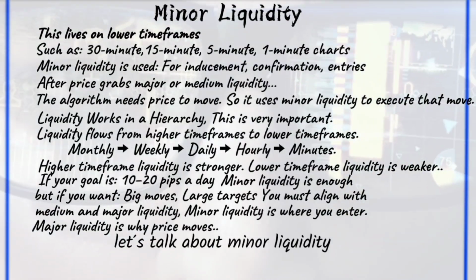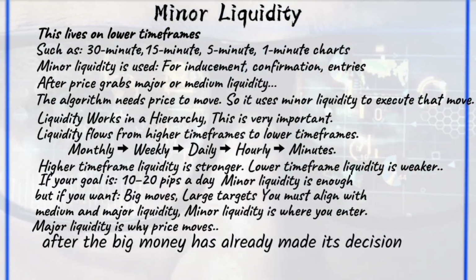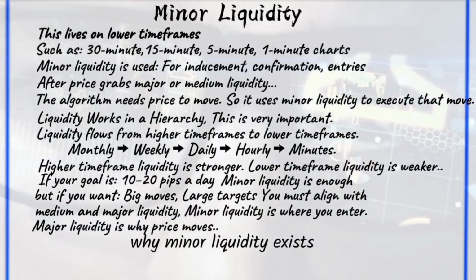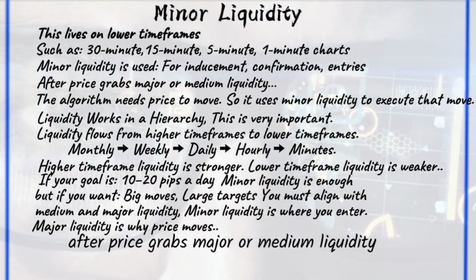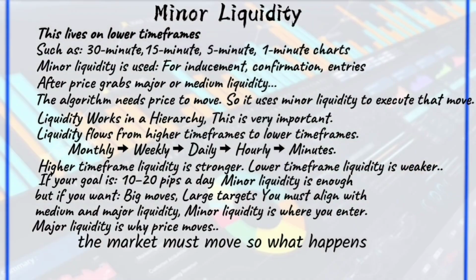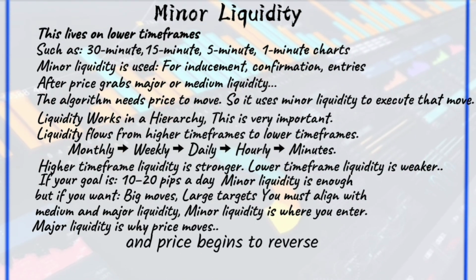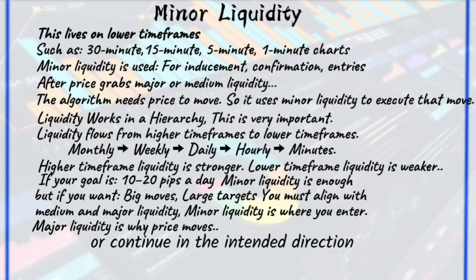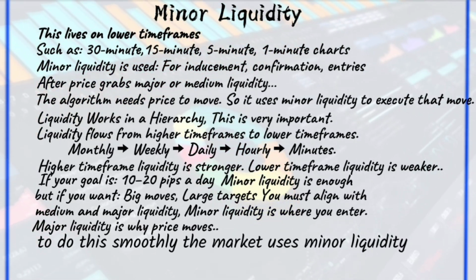Let's talk about minor liquidity. This is the liquidity used after the big money has already made its decision. Why does minor liquidity exist? Here's the key idea. After price grabs major or medium liquidity, the market must move. So what happens? The algorithm sets its orders, and price begins to reverse or continue in the intended direction. To do this smoothly, the market uses minor liquidity.